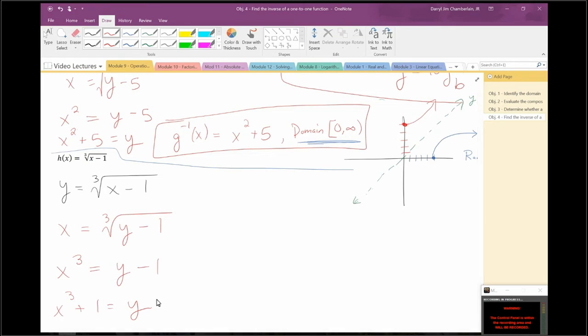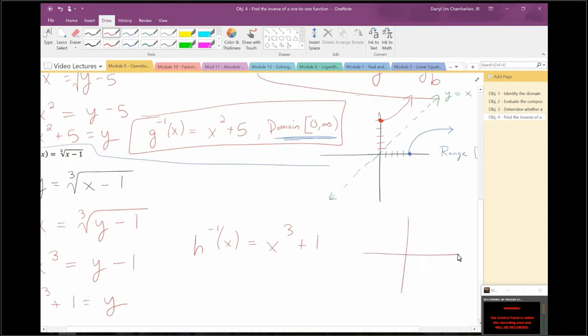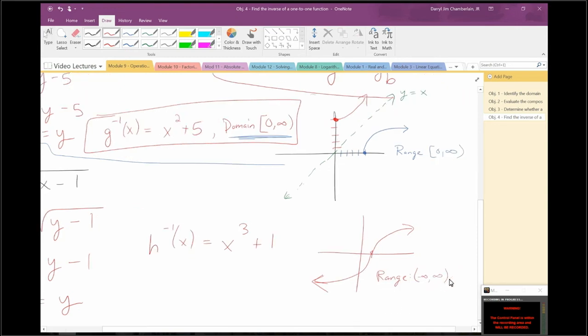Now, let's stop and think. Last time we had this issue. Last time, we had to restrict our domain. Do we have to this time? And the answer is no. Because the cube root of x minus 1, its range is negative infinity to infinity. So do we have any restriction here? No.